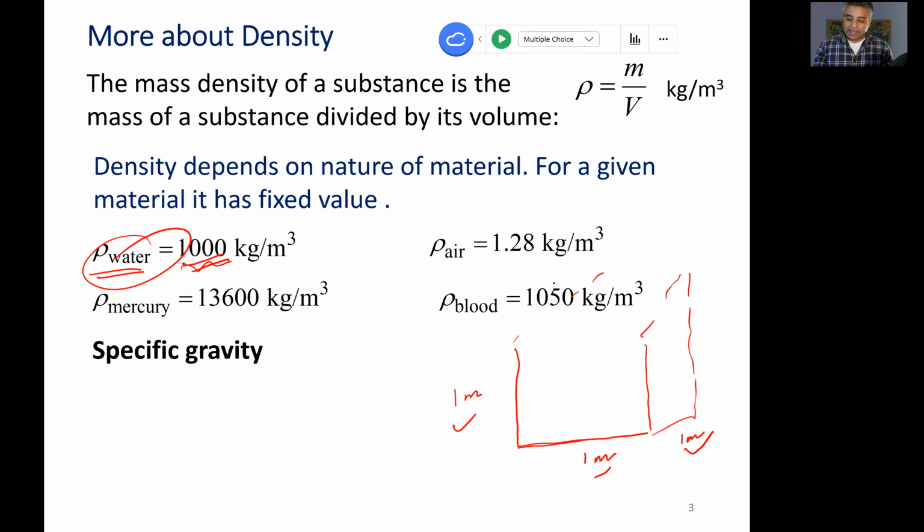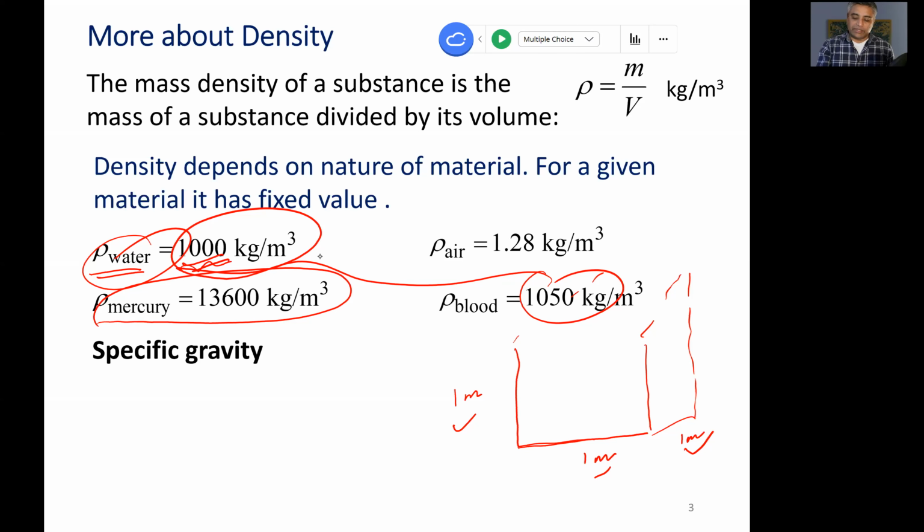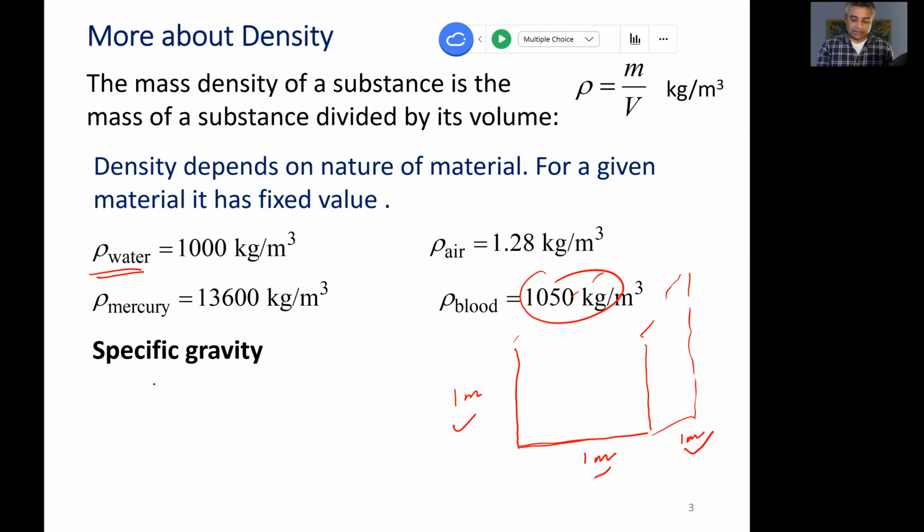And blood has a density slightly larger than the density of water because blood has some minerals in it. And minerals are a bit heavier than water, we know, right? And another thing we're going to be frequently talking about in this class is mercury. Mercury is a fluid, but it has the highest density among any other fluid, okay? Very large density.